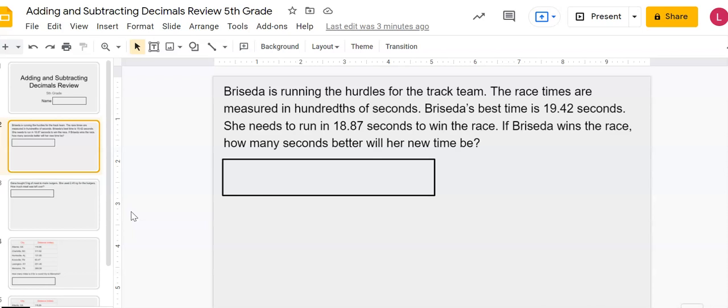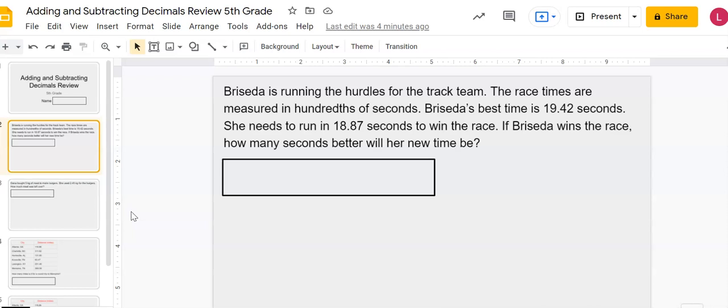Briseida is running the hurdles for the track team. The race times are measured in hundredths of seconds. Briseida's best time is 19 and 42 hundredths seconds. She needs to run in 18 and 87 hundredths seconds to win the race. If Briseida wins the race, how many seconds better will her new time be? So let's go ahead and pause that video. I want you to work that out and then come back.